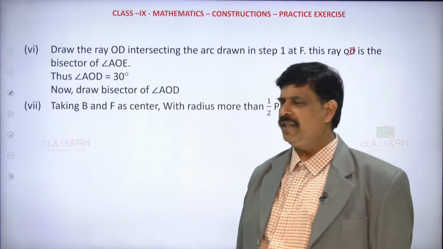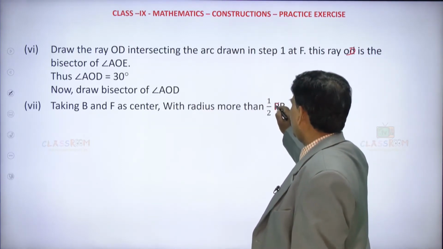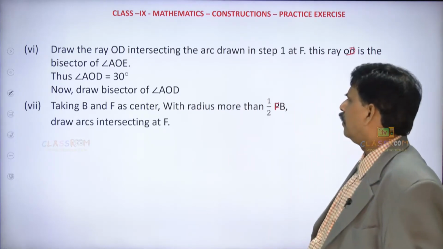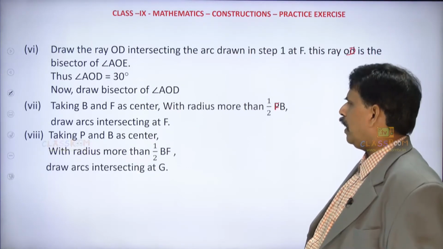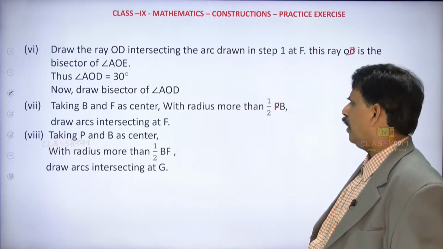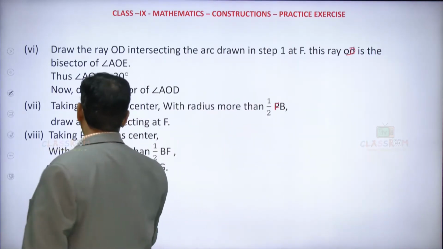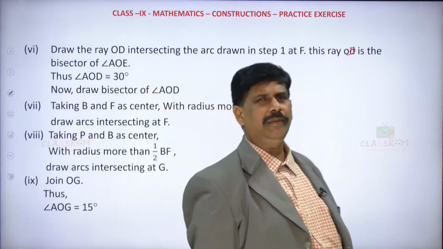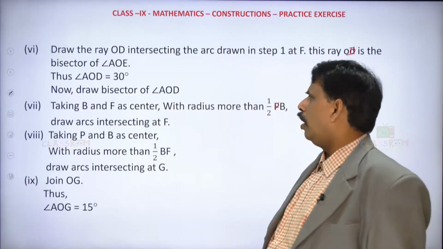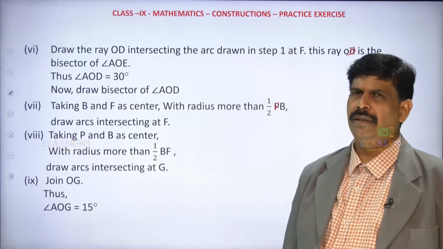taking B and F as centers and radius more than half FB. These arcs intersect at P. Now taking P and B as centers with radius more than half FB, intersecting at G. So join OG, that angle AOG is 15 degrees. Is it clear? So this is how we draw 15 degrees by using a compass.